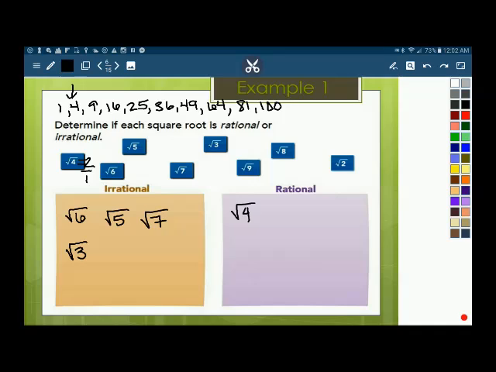Square root of 3. Now the square root of 9, okay, 3 times itself, 3 times 3 is 9. So the square root of 9 is equal to 3, which we can write as 3 over 1, which is a ratio, which makes it rational. So the square root of 9 is in the rational list. Square root of 8 is not a part of our perfect square list, and same thing with square root of 2.